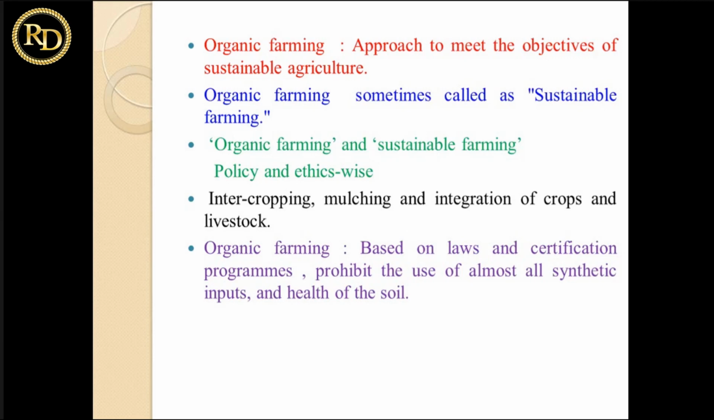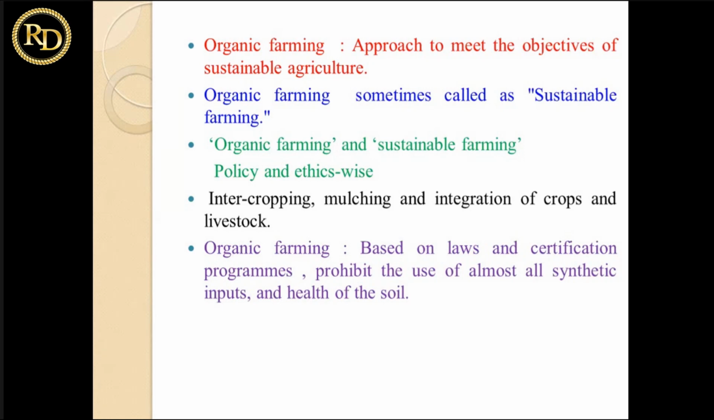But see, organic farming and sustainable farming are two different terms, policy wise and ethic wise also. In the case of sustainable farming, we are interested in intercropping, growing intercrops. We are interested in mulching. We are interested in integration of the crops. And we are also interested in livestock. So these parts come from sustainable farming.